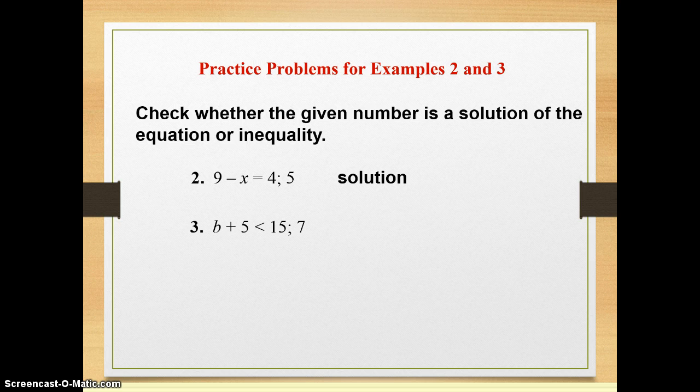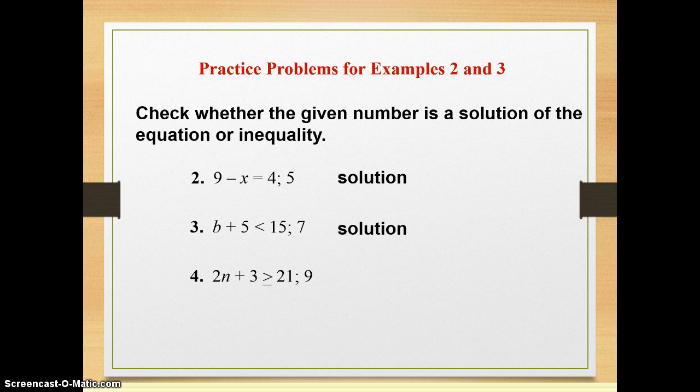Next example, b plus 5 is less than 15. So we're asked to see if 7 is a solution to this inequality. We will plug 7 in for b, and then evaluate. 7 plus 5 is 12. So, is 12 less than 15? Yes, that is true, so 7 is a solution to our inequality.